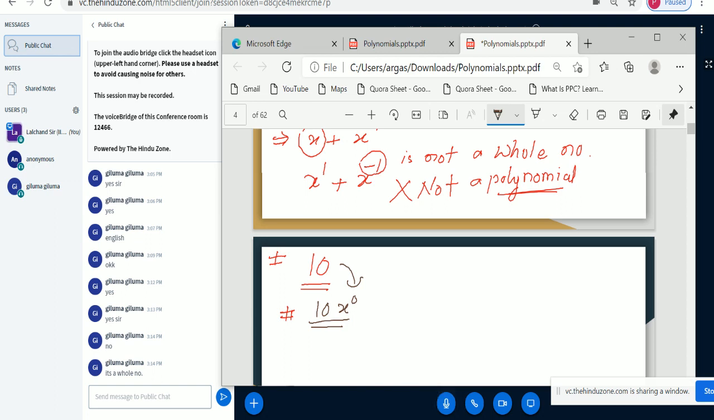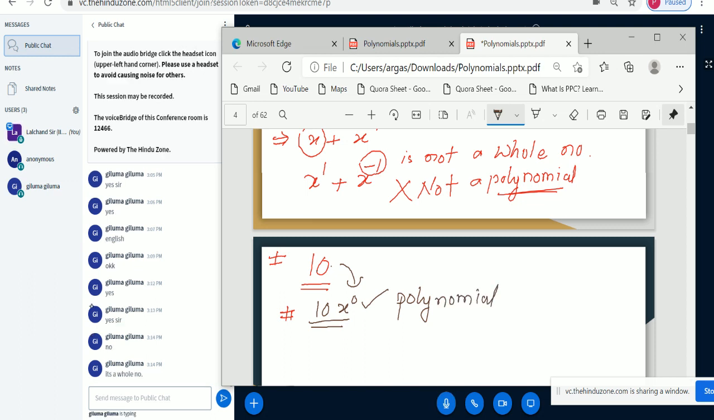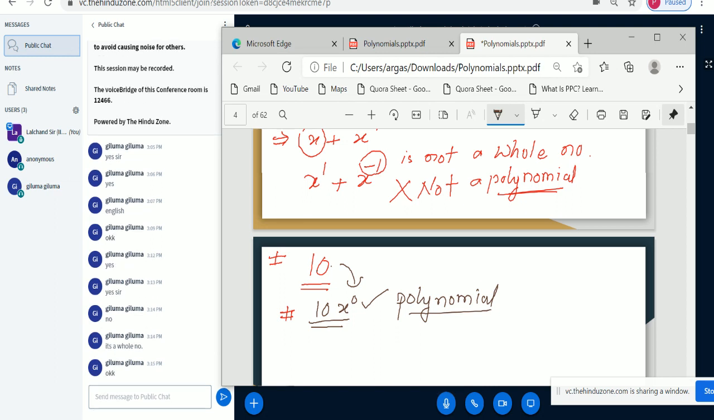Now tell me about this. I can write 10 into x to the power 0. So this is a polynomial because 0 is a whole number. Okay, so we call this a special term in a polynomial, a constant polynomial. If you remember, this is a constant polynomial.